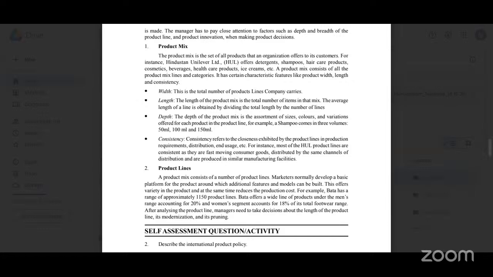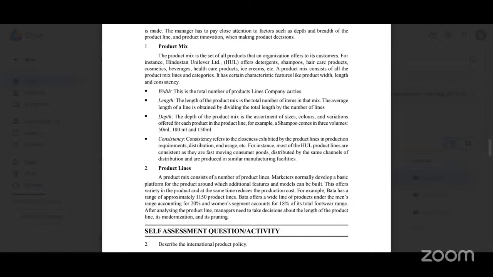In terms of width, this is the total number of product lines a company carries. So in the initial example that we had considered of Nestle, when we talked about water and chocolates, what are the two products? What is the width? It is 2. Okay, so that is an example. In the example that we are looking at now, Hindustan Unilever or HUL, detergents is one product line, shampoos is second, hair care products is third, cosmetics fourth, beverages fifth, and so on and so forth. So that talks about the width.